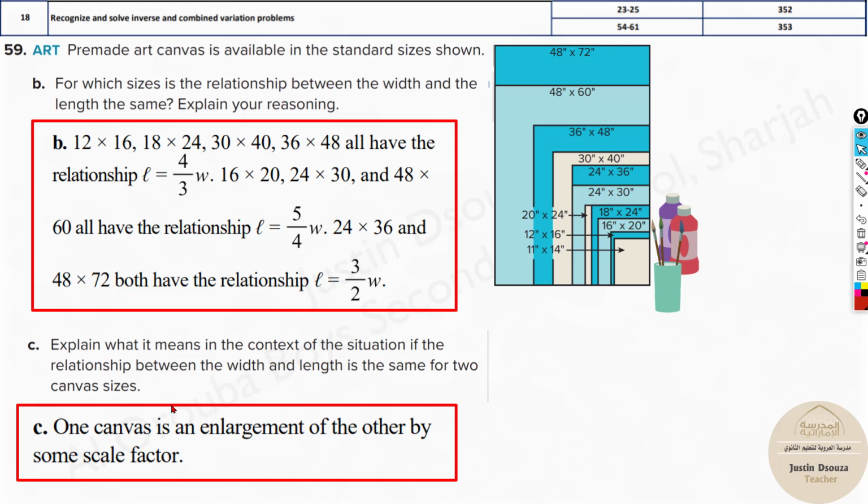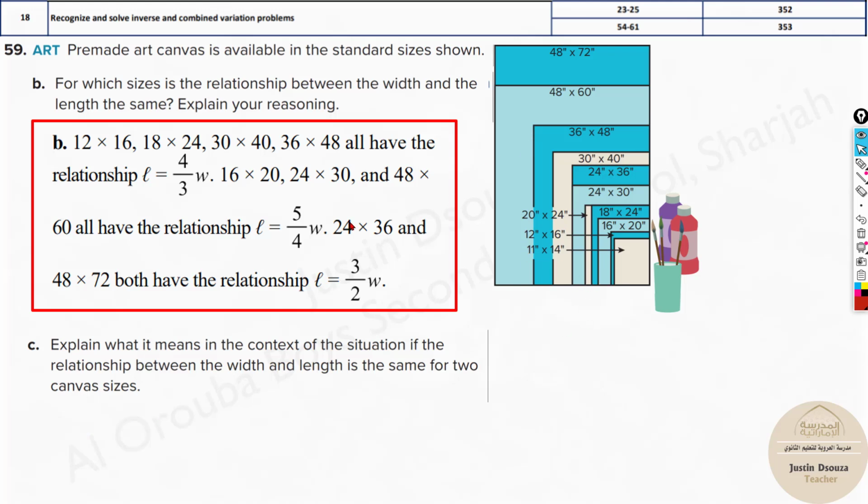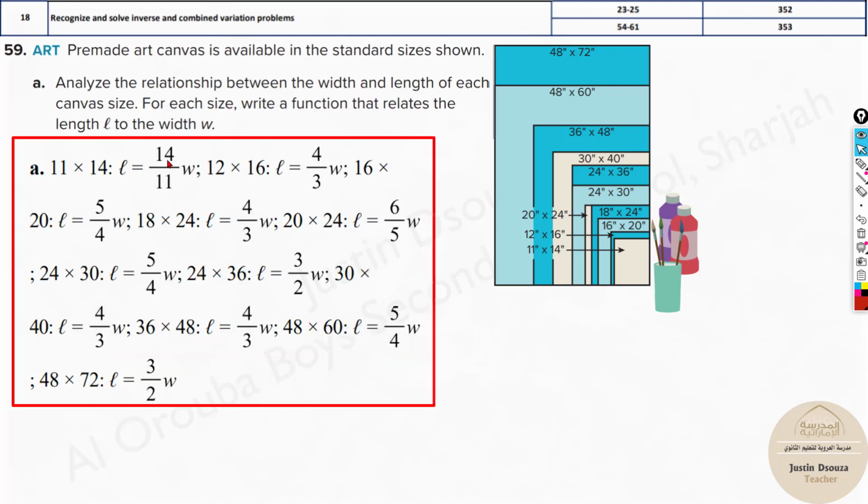And what does this mean in the context of the relationship between the width and the length being the same for two canvas? Now here, they are basically enlargements of each other, right? By the same scale factor. So all are getting enlarged. As the width is being increased, the length is being increased, everything by a scale factor. So at a particular scale factor, they're all increasing. And if you want to know which scale factor, over here we found out this ratio, right? K value.